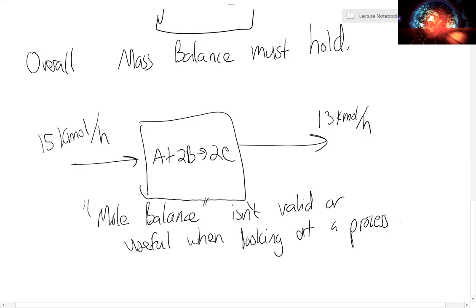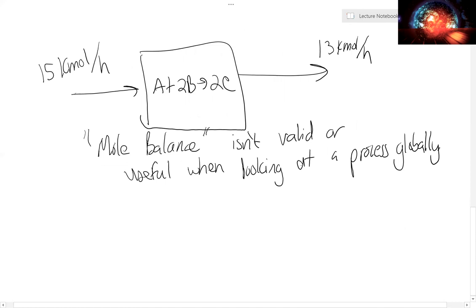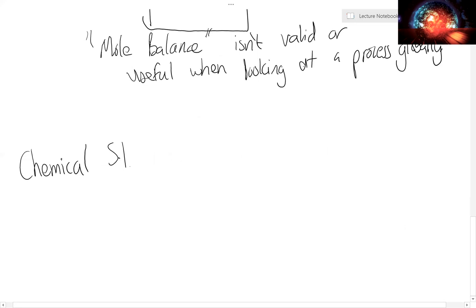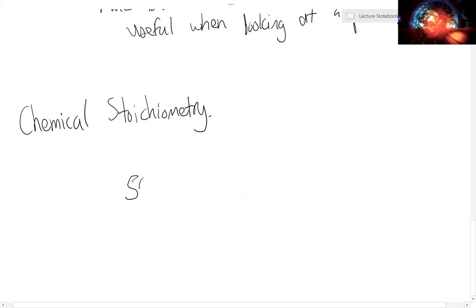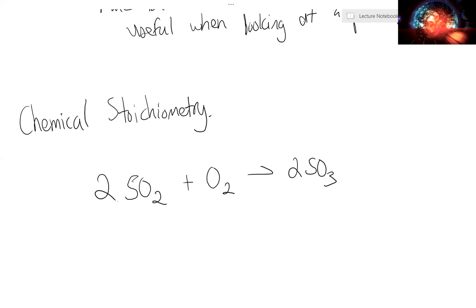So some important concepts to consider when you start looking at processes and material balances that involve chemical reactions. A big thing that we're going to have to really rely on is our chemical stoichiometry. That just simply says, for a given reaction, what are the necessary molar equivalents that are going to react to form our products from our reagents or inputs? For example, this equation here, we have sulfur dioxide reacting with oxygen to form some sulfate molecules.